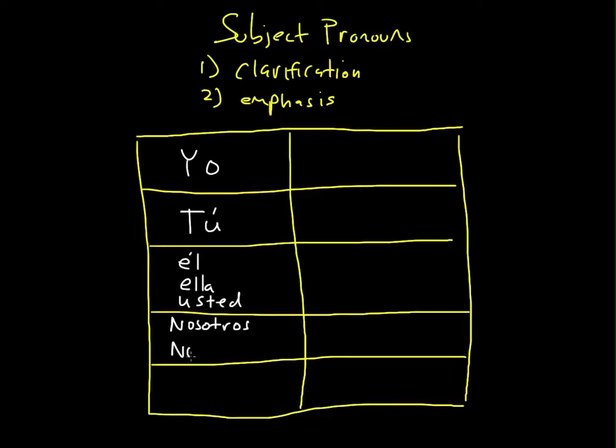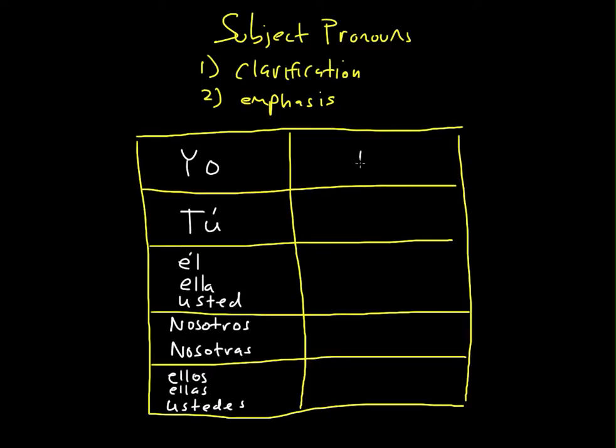In this fourth box, we have two subject pronouns: nosotros, nosotras. And in this last box, we have three subject pronouns: ellos, ellas, and ustedes.